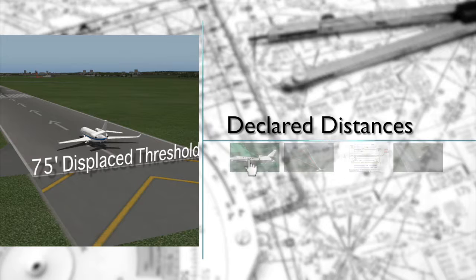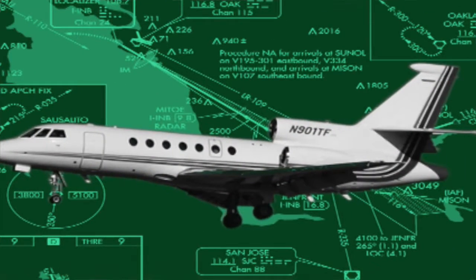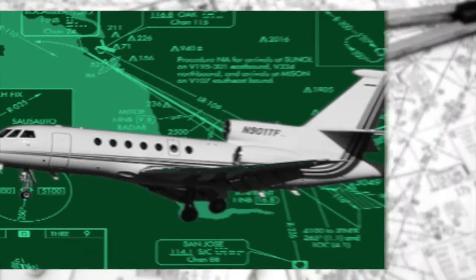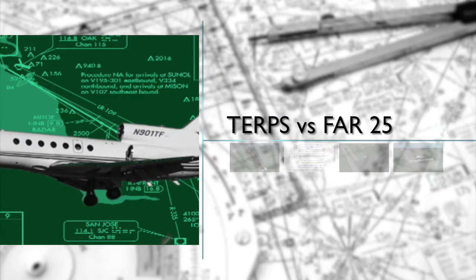Now that we've reviewed the use of declared distance information for our departure runway, let's take a closer look at what lies just beyond the runway. In this chapter, we'll review the differences between climb performance, obstacle avoidance, and departure procedures.